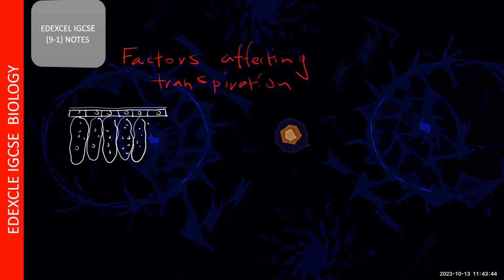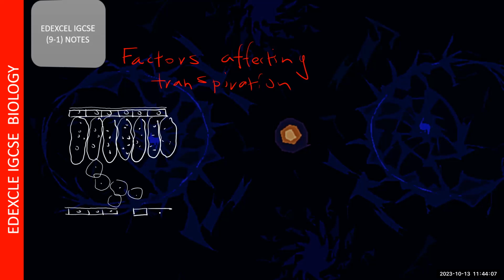And beneath the palisade mesophyll cells, we have another type of cells. These cells are called spongy mesophyll cells. Now, spongy mesophyll cells have less chloroplast, and then the lower epidermis. In the lower epidermis, we have a special structure called a stomata. Now, these cells again contain chloroplast. The two cells which actually make the stomata are called guard cells.